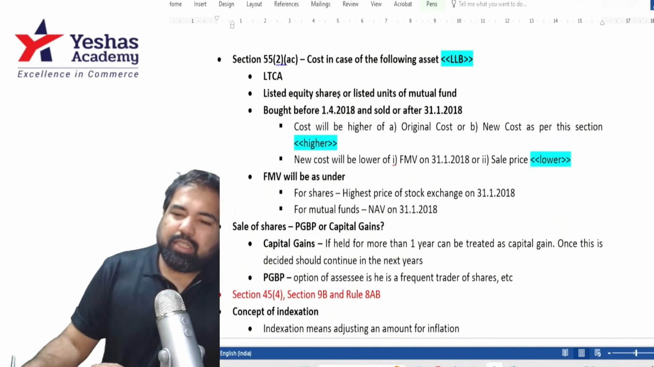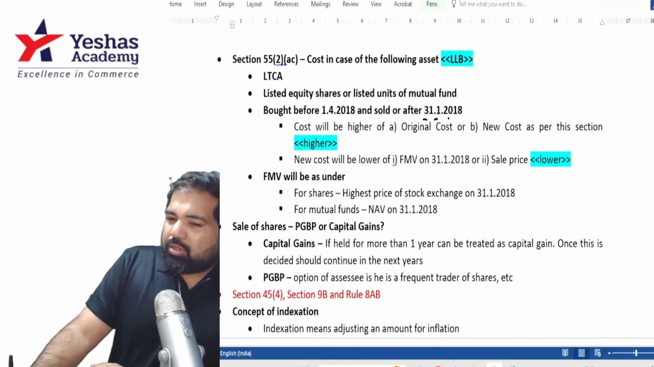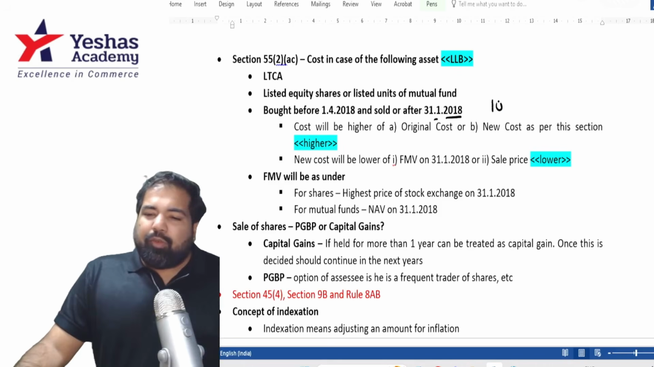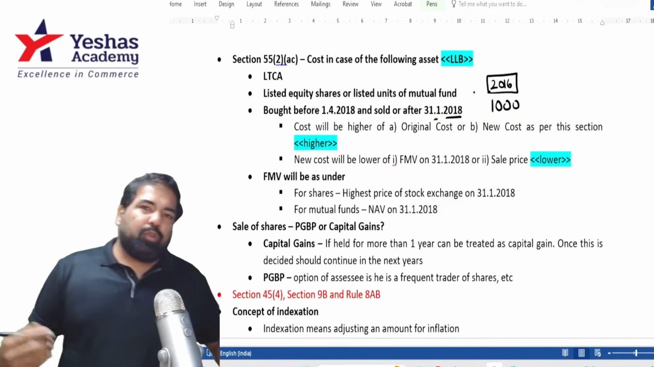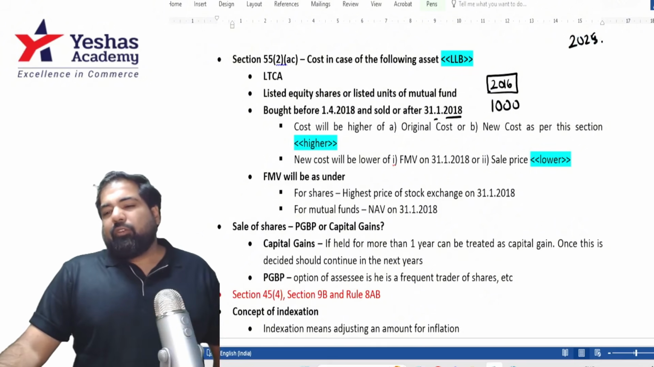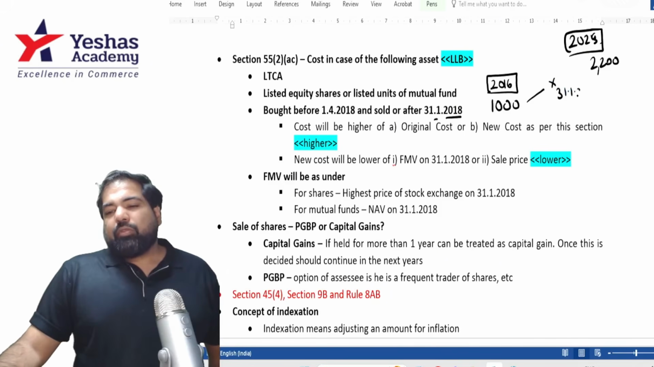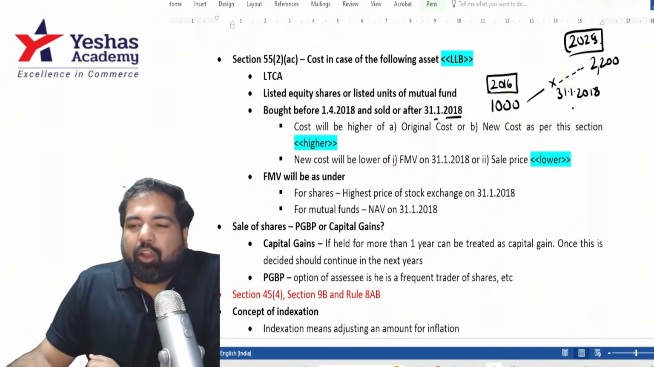All right, moving ahead, cost in certain cases, you can read it. This is the AJ cost. This is when you are selling a listed asset on or after 31st January 2018. Let me explain. Guys, you bought a share for 1,000 rupees in the year 2016, and at that time the government had made a rule that if you hold it long term, it will be exempt. You're selling in the year 2024 or 2025 now for, let's say, 2,200 rupees, and you feel it is exempt, but no, the government had made a change on 31st January 2018. They had made a change that now it will be taxable.